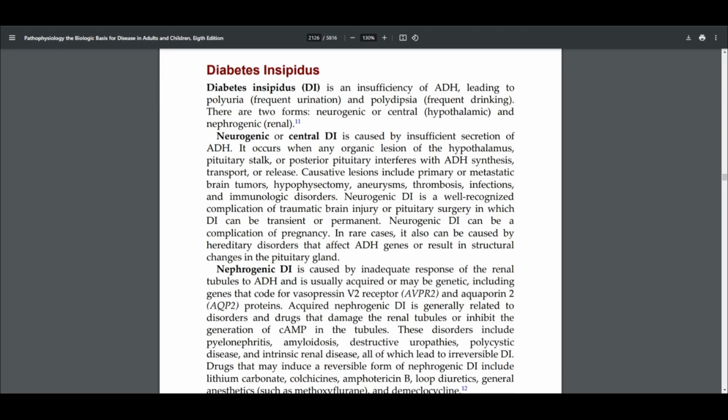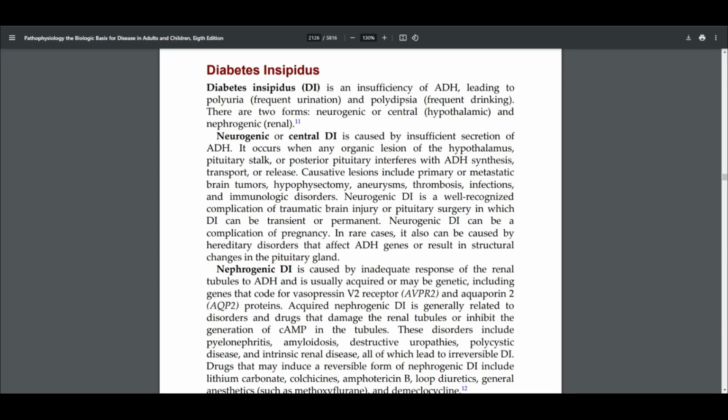That leads us now to our next one, diabetes insipidus. Diabetes insipidus is an insufficiency of ADH, leading to polyuria, frequent urination, and polydipsia, frequent drinking. There are two forms, neurogenic or central, hypothalamic, or nephrogenic, renal. Neurogenic or central diabetes insipidus is caused by insufficient secretion of ADH.